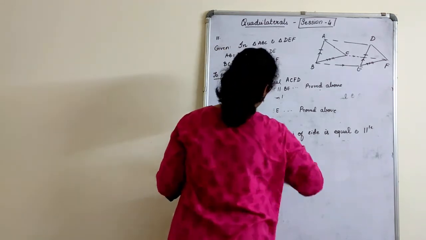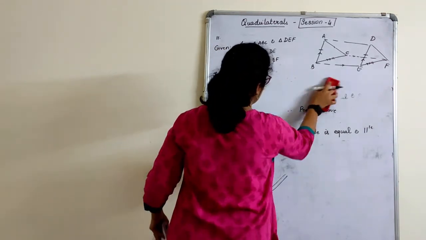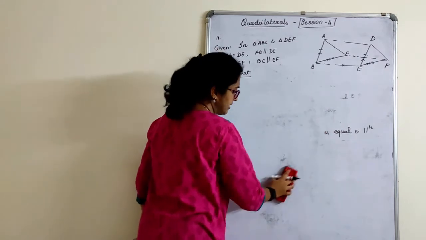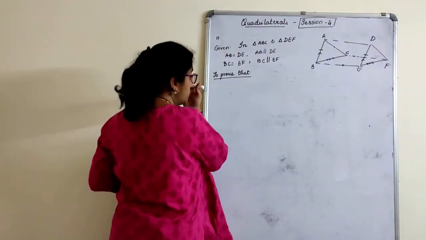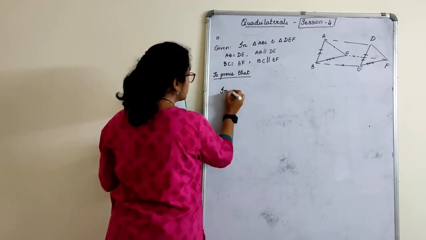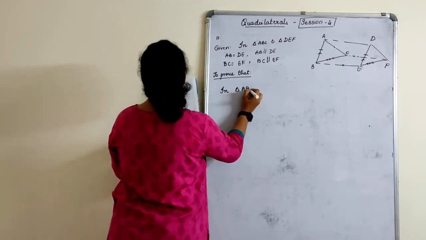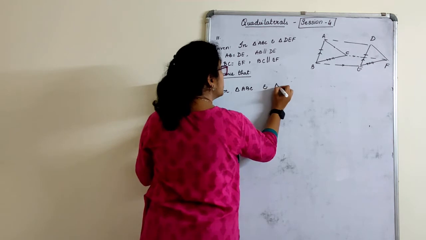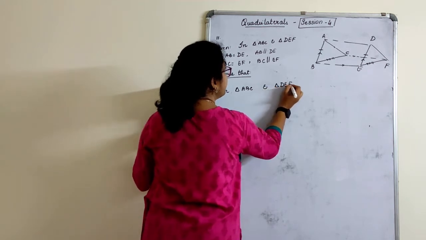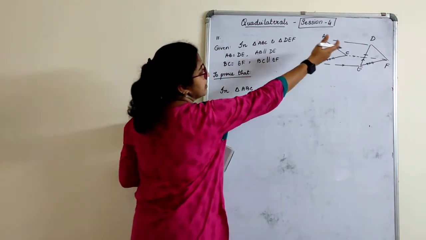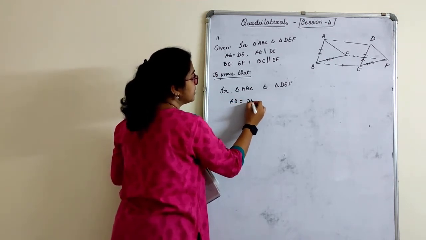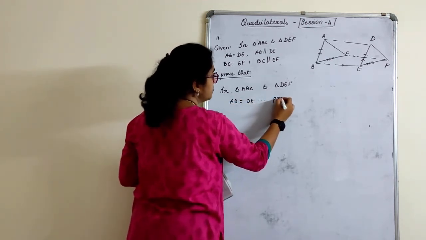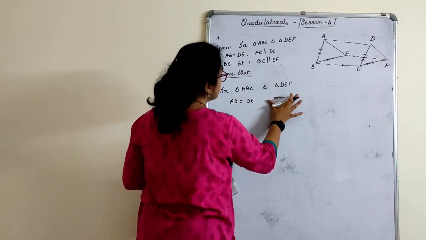If such big sums are given, that will be asked for 4 marks. Otherwise, they'll only ask you a part of it to prove. So let's choose the triangles now. In triangle ABC and triangle DEF, this side is equal to this side. It's already in the given. AB is equal to DE. Proved above, or AB is equal to DE. It is given actually.